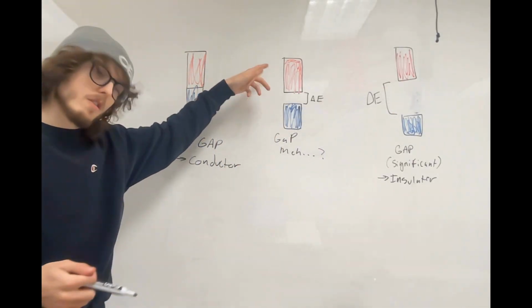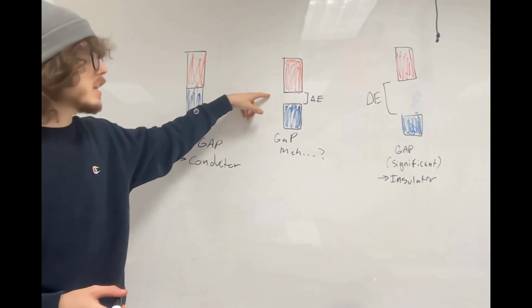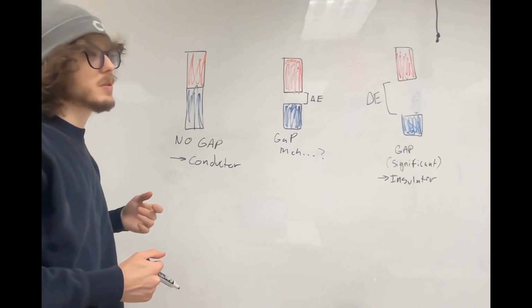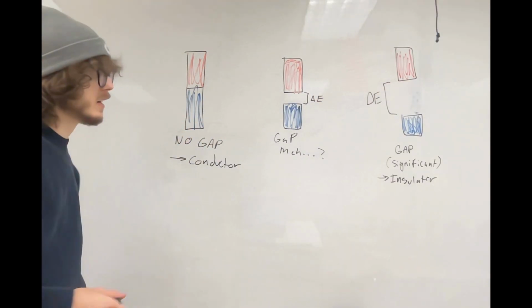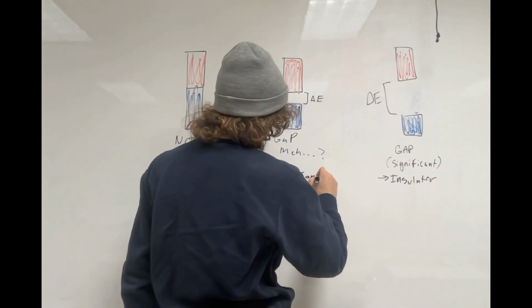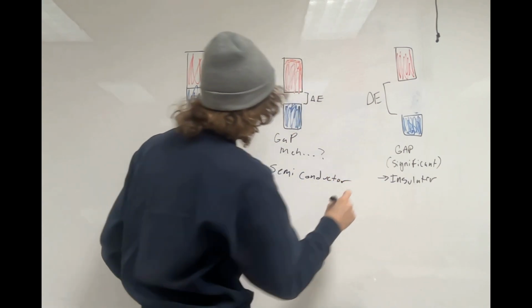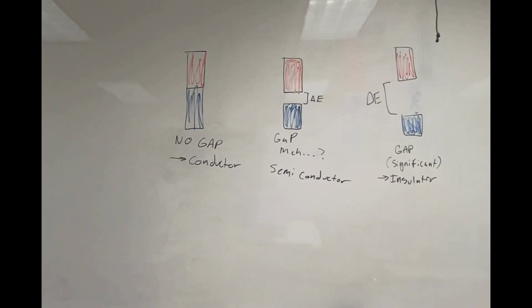It's really just like, okay, I can kind of jump up. They're not as good as a conductor, but it can jump up if it pleases to, more so than an insulator, but less so than a conductor. And then we call these, of course, semiconductors. Okay, so this is a semiconductor.